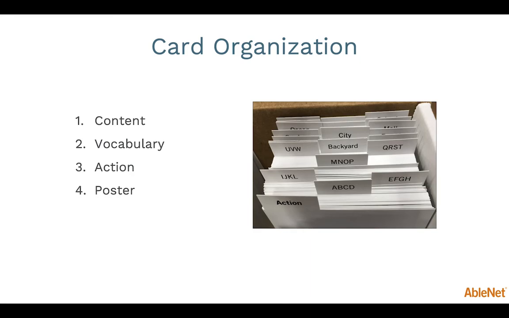Cards are organized using the box in which they arrived. The included pre-printed tabs are used to organize the cards. Within each section, cards are sorted by alphabetical letters, theme, or content. The cards should be organized within the box by type in the following order: content, vocabulary, action, and poster. All of the pre-cut cards will be organized in the provided box with pre-printed tabs.